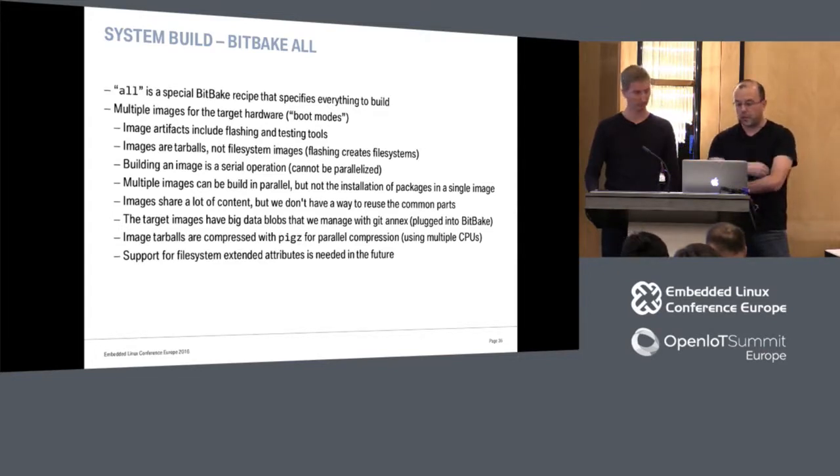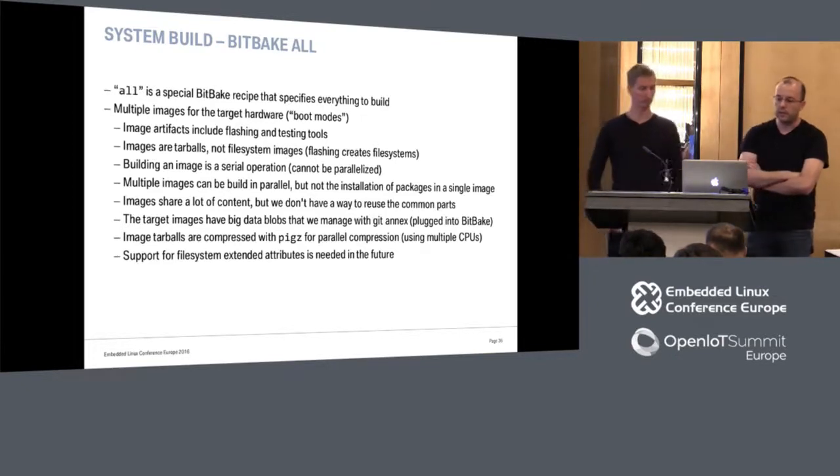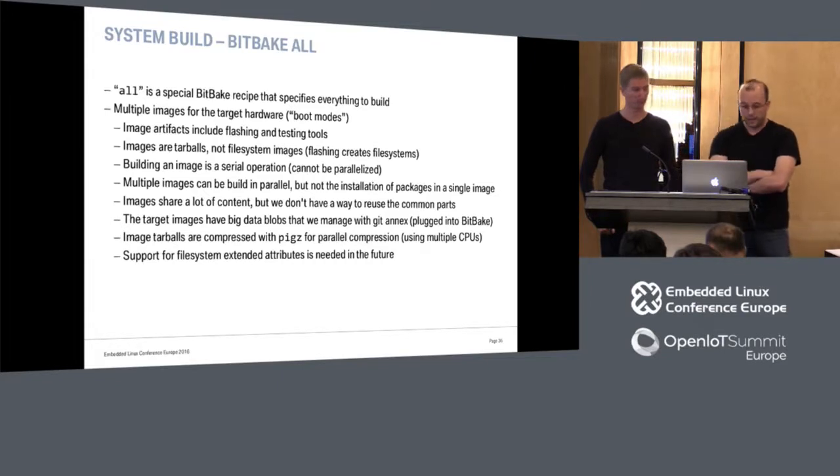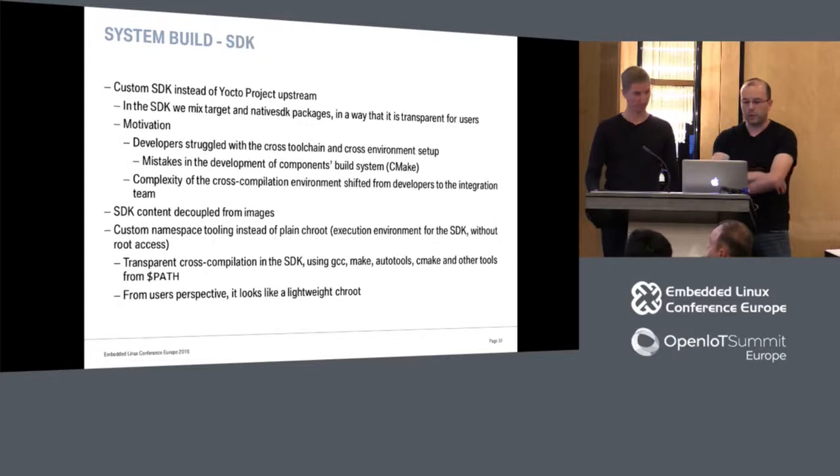We actually have some optimization with regard to the compression of images. We use PigZ for parallel compression. It's a parallel implementation of gzip. And our images are actually tarballs. They are not file system images. The flashing tools actually create the file system and deploy to the target correctly.